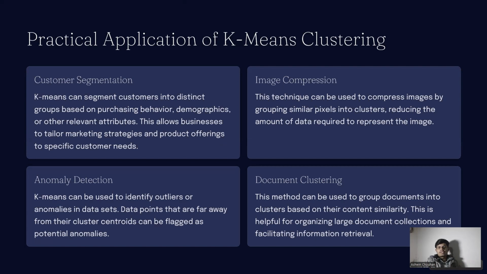Image compression. This technique can be used to compress images by grouping similar pixels into clusters, reducing the amount of data required to represent the image. Anomaly detection. K-means can be used to identify outliers or anomalies in the datasets. Data points that are far away from their cluster centroids can be flagged as potential anomalies.